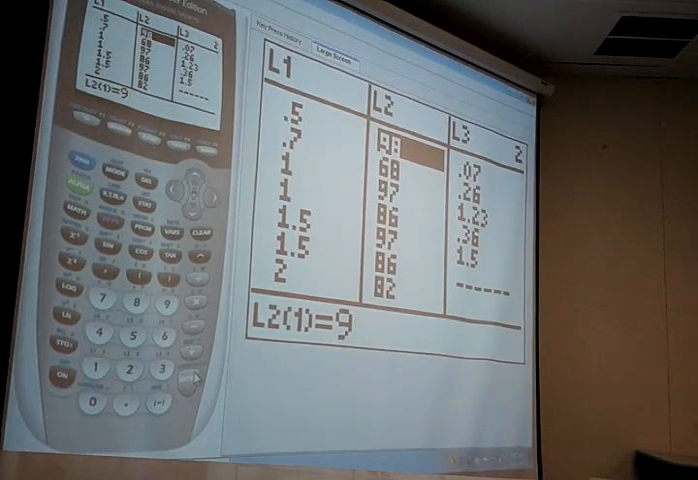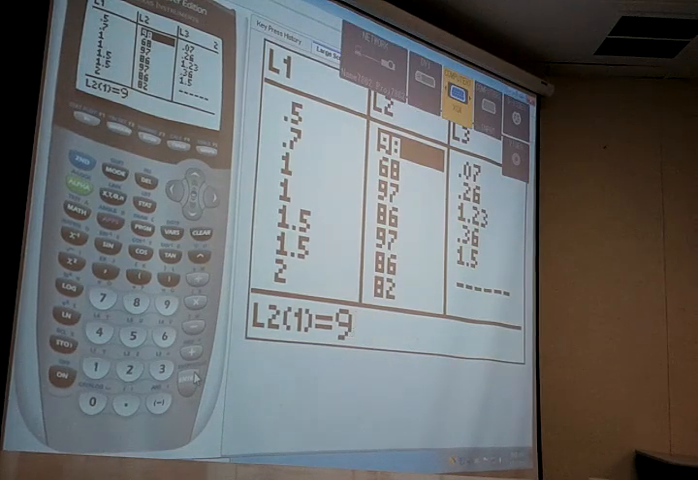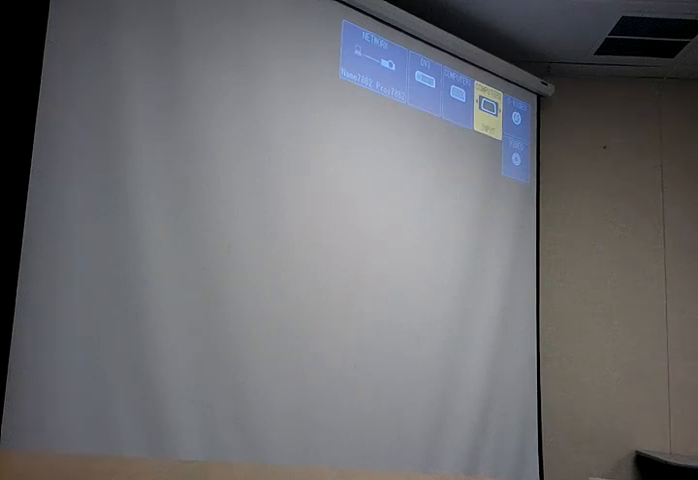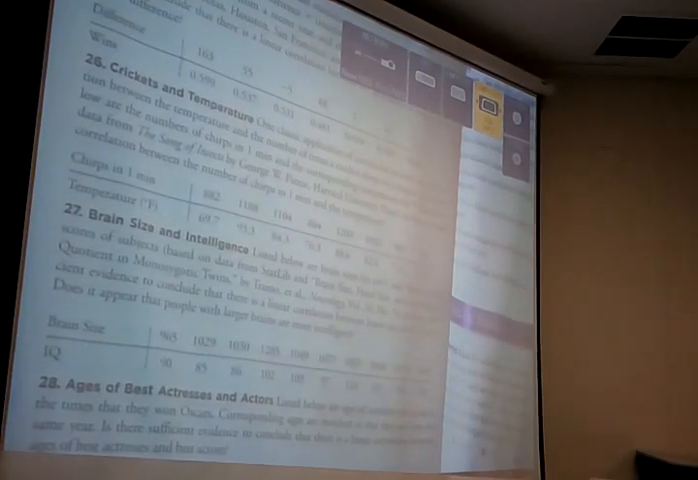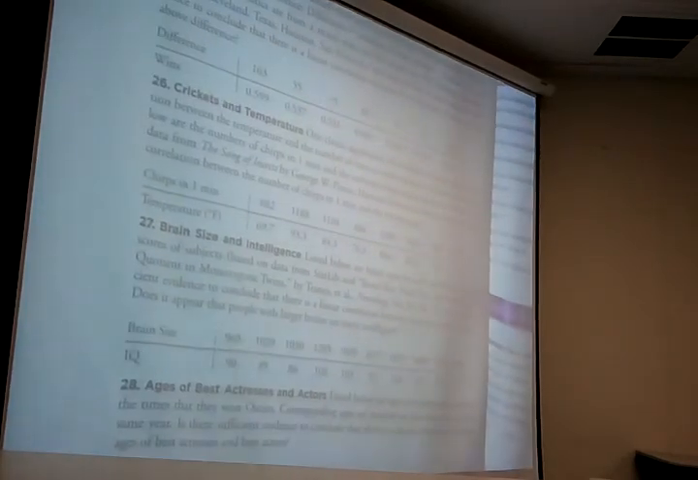And let's all just take a second and do the exciting data entry that is a part of statistics. Do you have an extra calculator? No, I didn't bring any, sorry. So if you don't have a calculator with you, just sit and watch. Sorry. But here's the data at least.